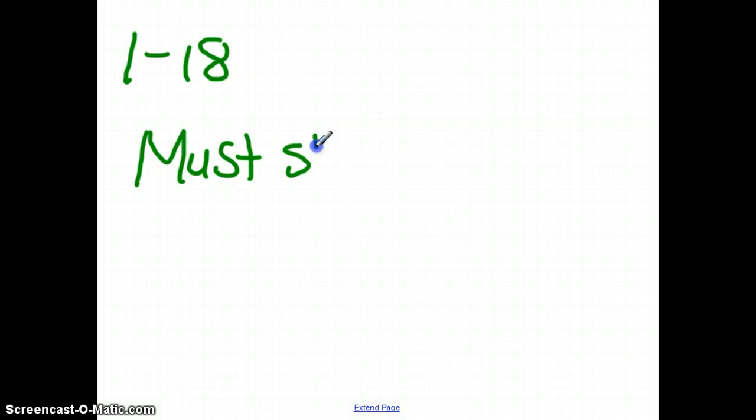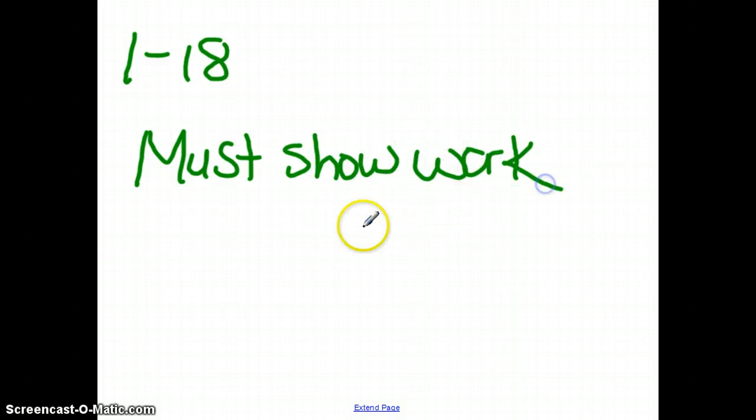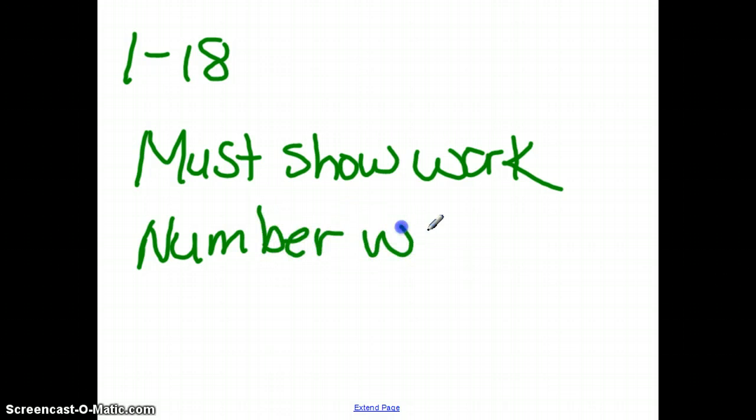Now, you are completing 1 through 18 on the sheet that you have. You must show your work. You are welcome to use the back of the sheet if you want, but if you use the back of the sheet, make sure you number your work. Now, you are welcome to use line paper as well, but make sure that you are numbering it. And you need work on there to get full credit.